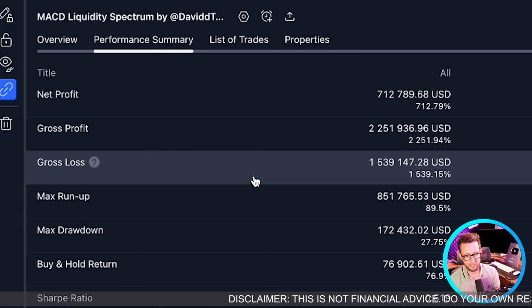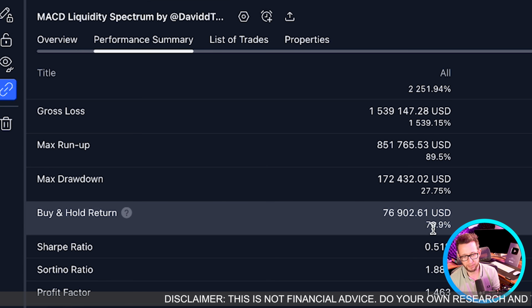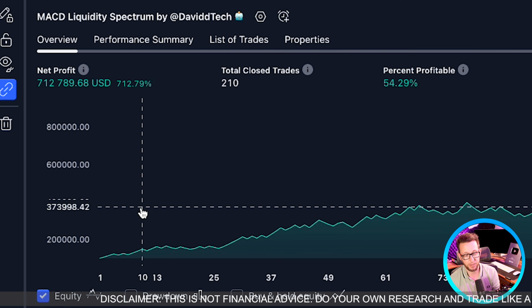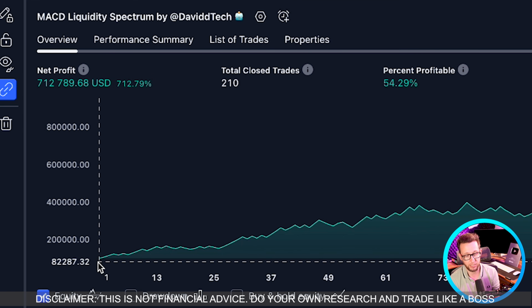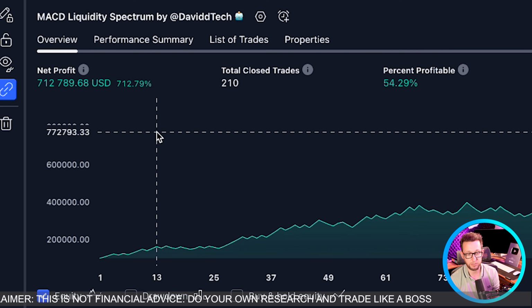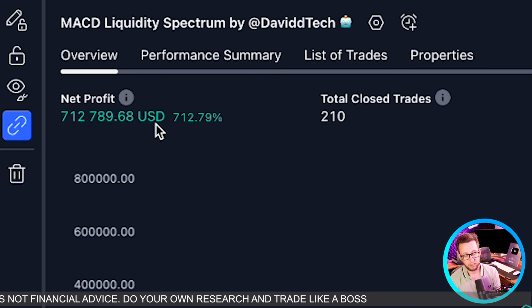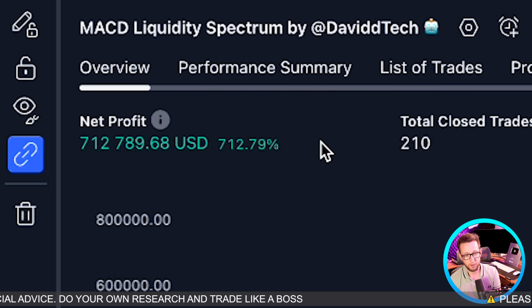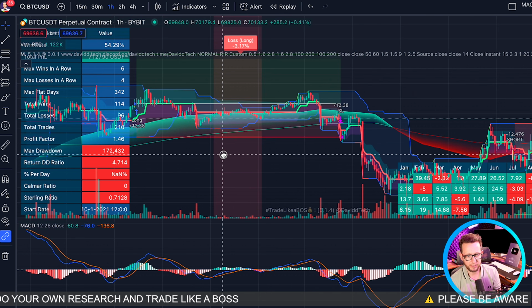Let's have a look against the buy and hold. The buy and hold would have been 76% in the same period. So if you would have purchased Bitcoin here, you would have 76% on it, as this one would have 10x that easily. Look at that, 712%.